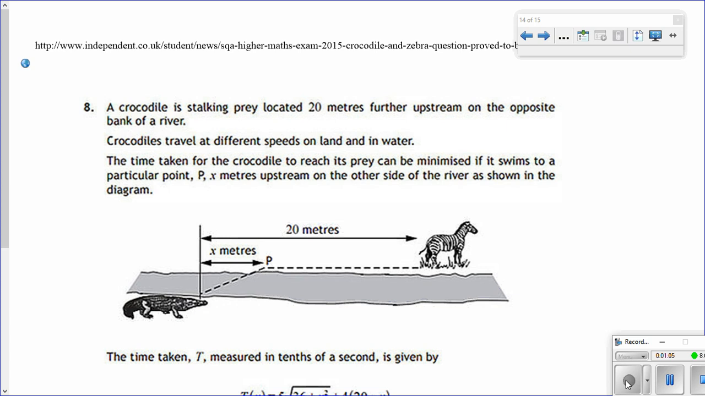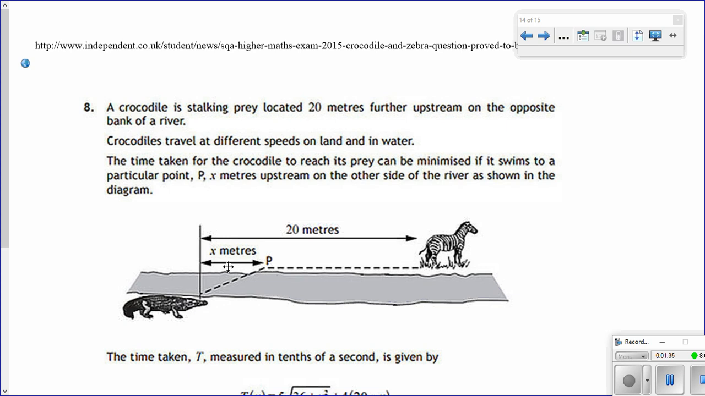Okay, the first part of this question, we need to look at the diagram, read it over. The crocodile is stalking prey located 20 meters further upstream on the opposite side of the river. Crocodiles travel at different speeds on land and in the water, and we're trying to find the time taken for the crocodile to reach its prey. It can be minimized if it swims to a particular point P, represented by X meters upstream on the other side.